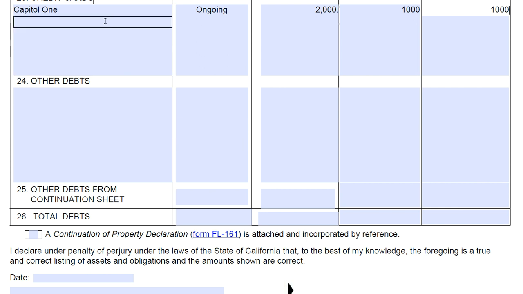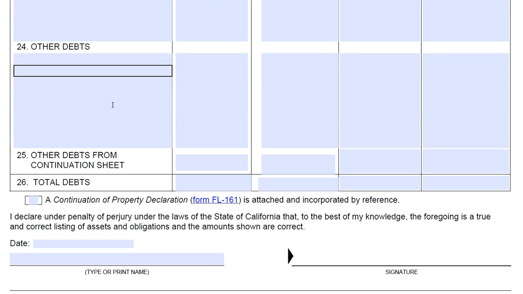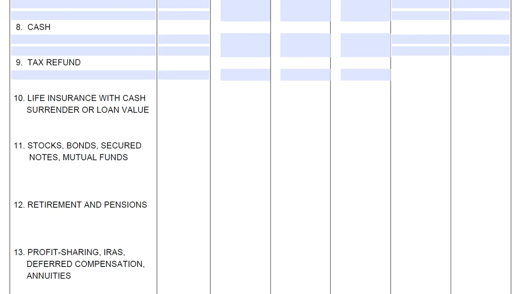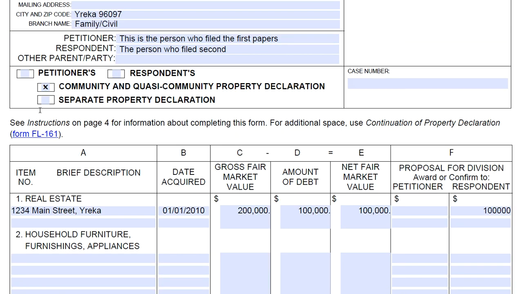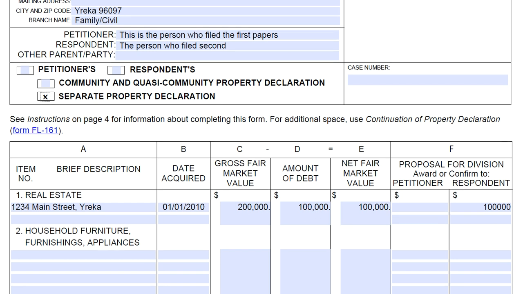So list all of the debts, list all of the assets, try to make it so that they come out evenly if this is a community property declaration. If you are filing this for separate property, then these values do not have to be even. They have to just match what your perception of the asset is and whether that asset should be entirely yours or entirely the other party's.